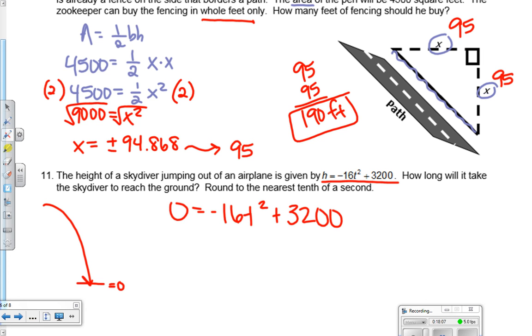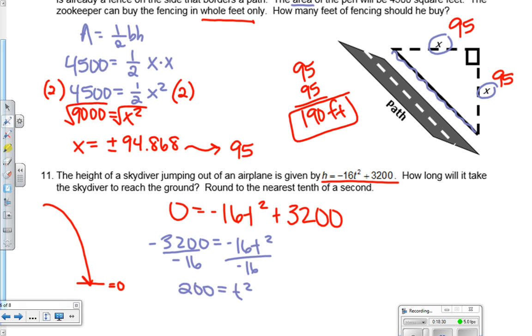Feel free to pause this at any time, by the way, if you want to work them out on your own and just jump ahead of me and see if we get the right answers. So I'm going to subtract 3,200 from both sides. Divide by negative 16. We get 200.